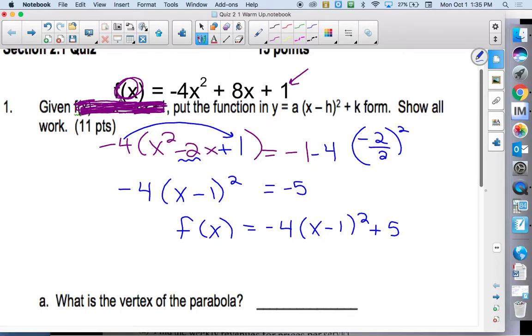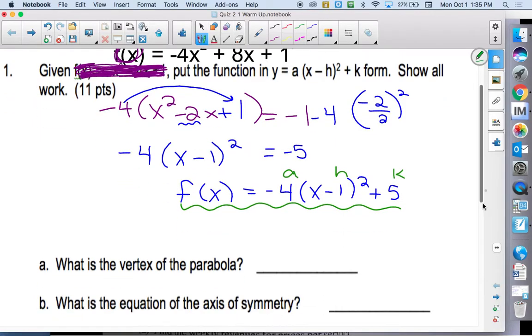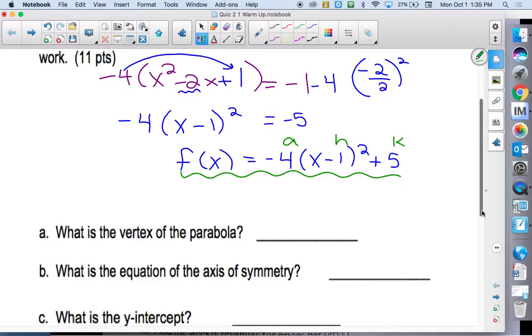So just be careful. I think the common error is pulling out a negative, and also don't forget to multiply by that coefficient that you pulled out. So this is standard form. We have our a, the h, the k. So Grace, the vertex of this parabola is 1, 5. And the axis of symmetry is at 1. So the equation of the axis of symmetry is just x equals 1.